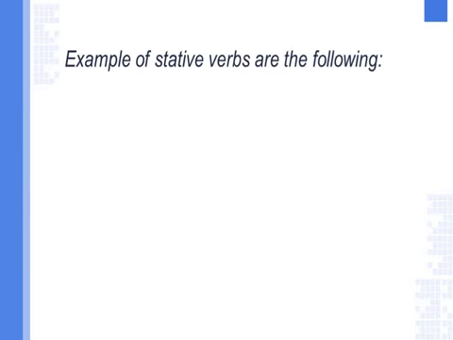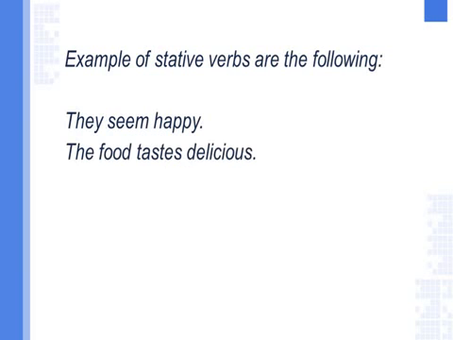Let us see some examples. The first one is, they seem happy. The word happy in the sentence is an adjective giving further information about the subject. They look happy. The second sentence is, the food tastes delicious. The word delicious is an adjective that is giving further information about the food. As you can see in the slide, normally, what you can have in a complement is information that is referring back to the subject.